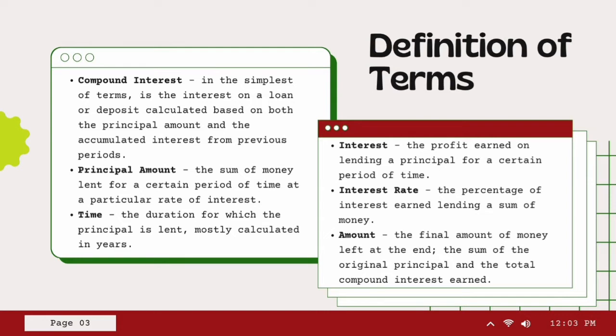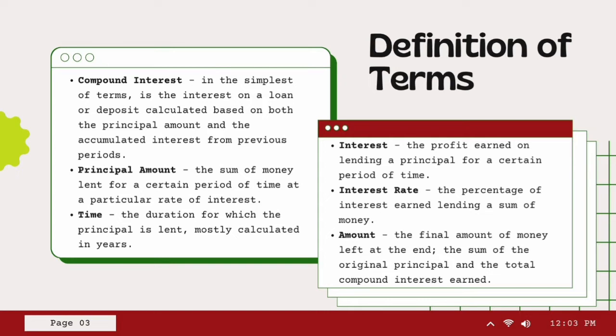Compound interest, in the simplest of terms, is the interest on a loan or deposit calculated based on both the principal amount and the accumulated interest from previous periods. Principal amount, the sum of money lent for a certain period of time at a particular rate of interest.